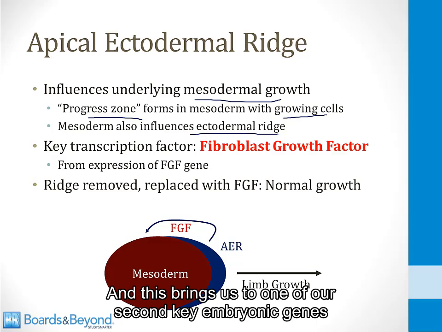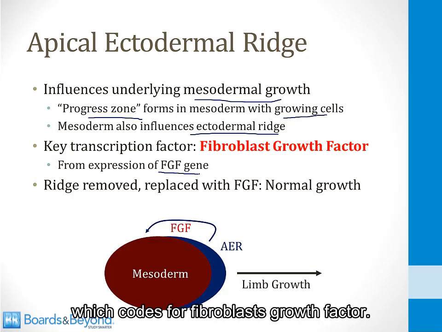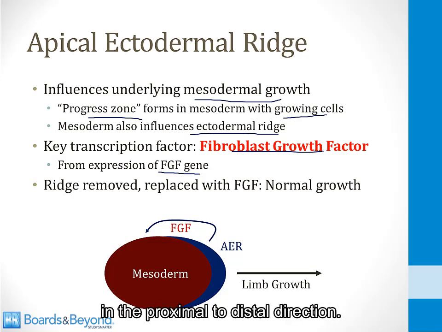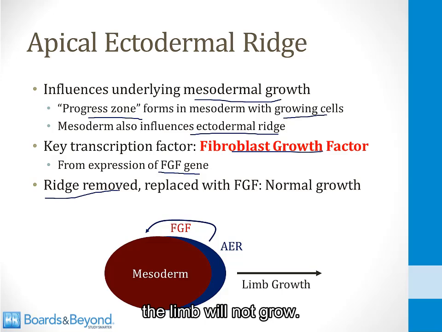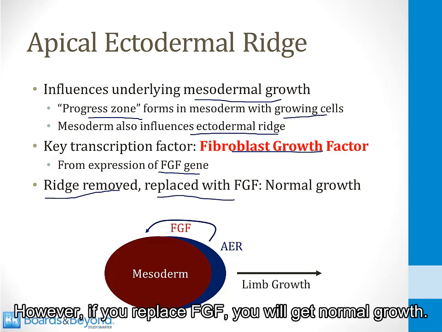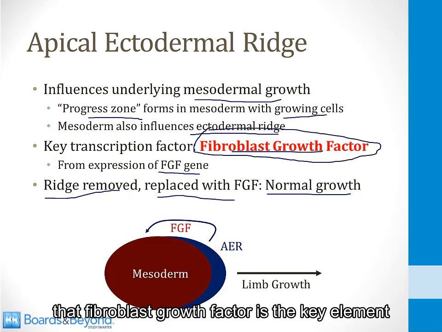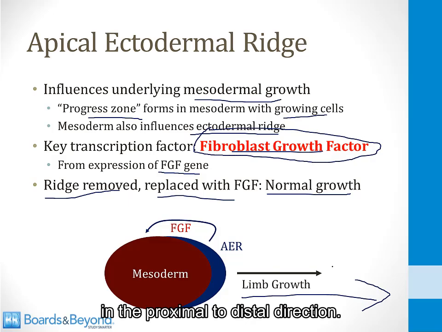And this brings us to one of our second key embryonic genes that you should know for the Step 1 exam, and that is the FGF gene, which codes for fibroblast growth factor. This is absolutely essential for normal limb growth in the proximal to distal direction. If you remove the ridge, as we talked about before, the limb will not grow. However, if you replace FGF, you will get normal growth. So it turns out, and we know this from many experiments, that fibroblast growth factor is the key element in the apical ectodermal ridge to cause limb growth in the proximal to distal direction.